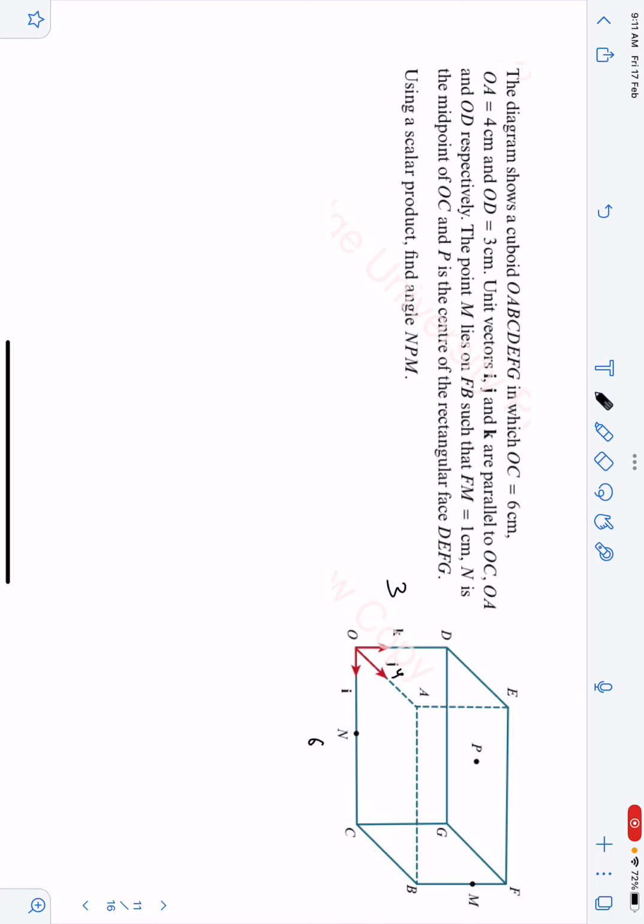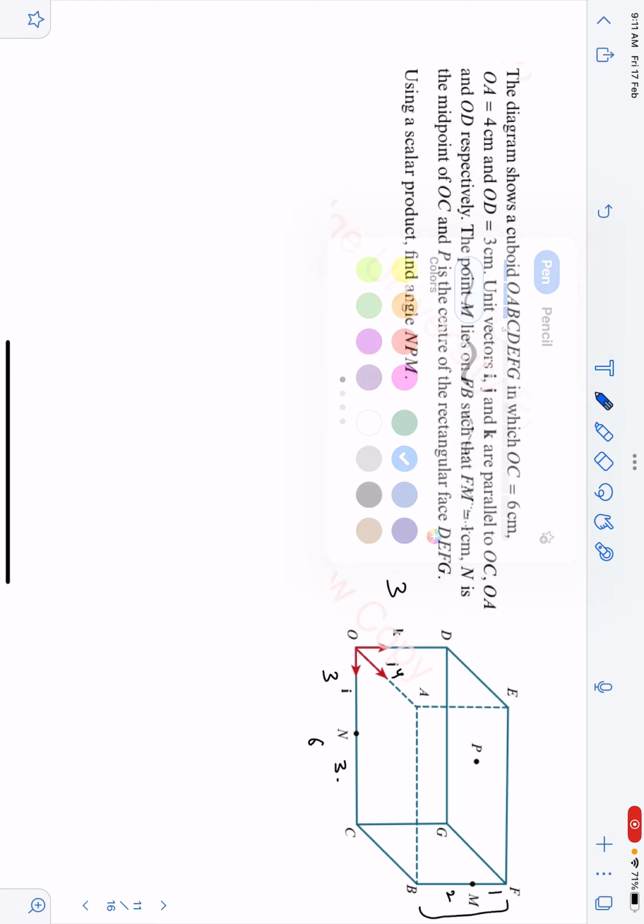Okay. The point M lies on FB such that FM equals 1 centimeter. This is 1 centimeter. Now, if this whole thing was 3 centimeters, out of which if this is 1 centimeter, that means this is 2 centimeters. N is the midpoint of OC. So that means this is 3 and this is 3 units. And P is the center of rectangular face DEFG. Using a scalar product, find angle NPM. You have to find out the angle NPM.